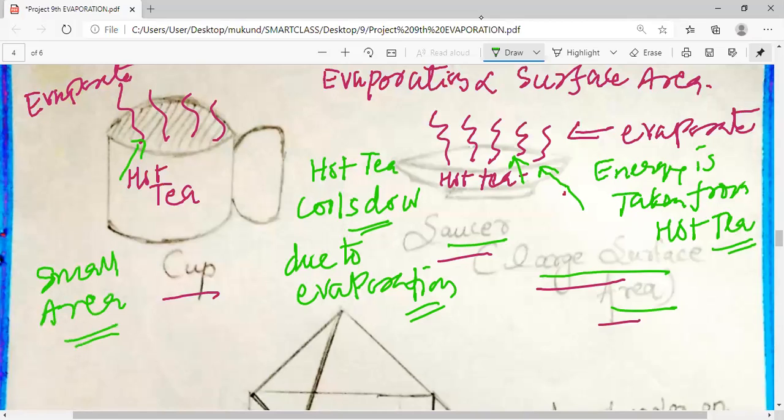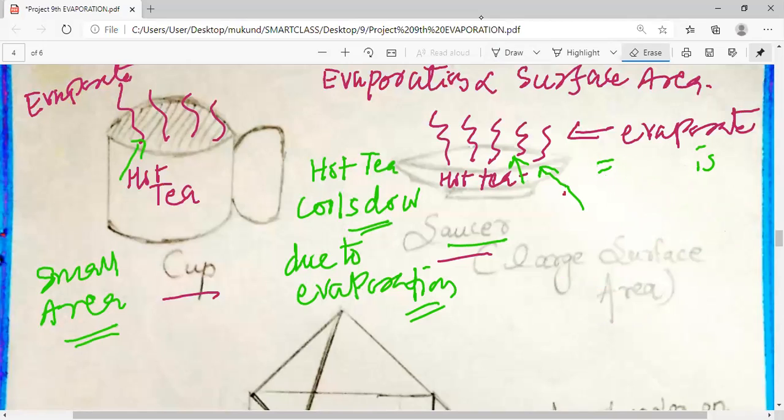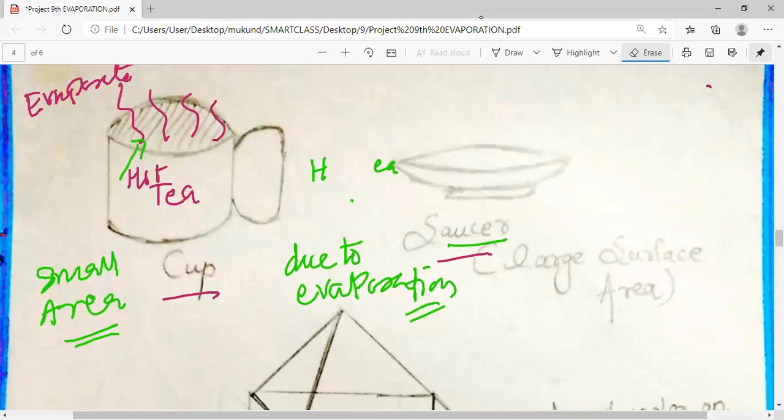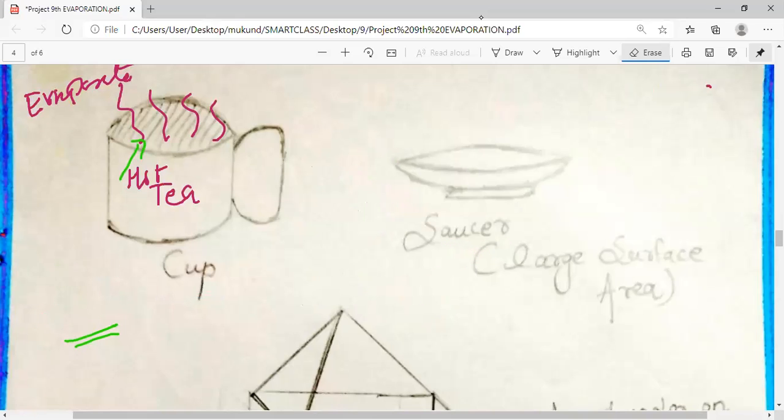My dear students, in which pot will you find the tea to become cooler faster? Where will you be able to drink the tea faster? Whether in the saucer or in the cup? Saucer. Why, my dear student? Because it has a large surface area. So what happens? Dear students, if it has a large surface area, what is the benefit of having a large surface area?